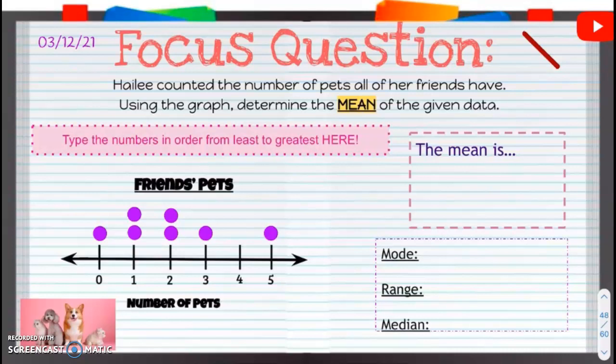All right, our focus question. So Haley, again, counted the number of pets that all of her friends have. We're going to use this dot plot, this graph, to determine the mean. Yes, the mean is a little bit mean to us.